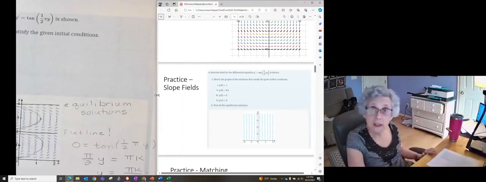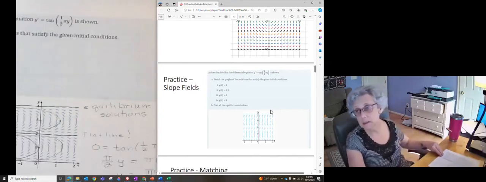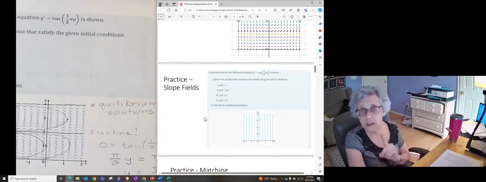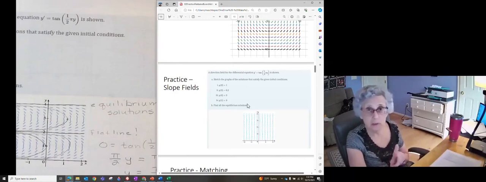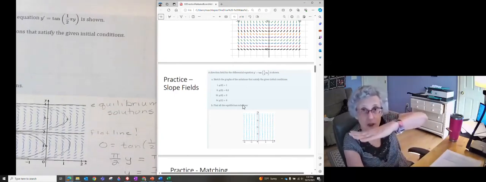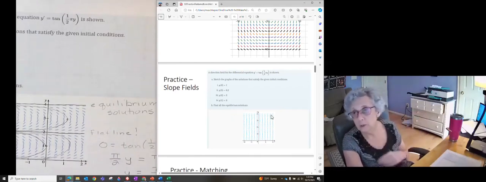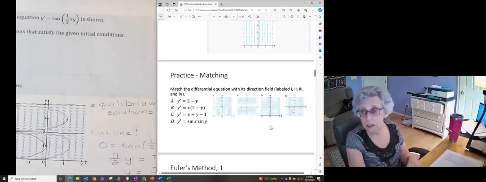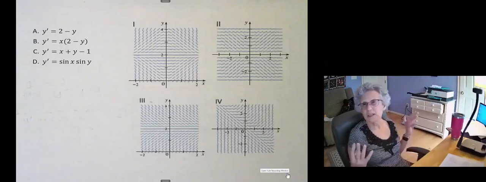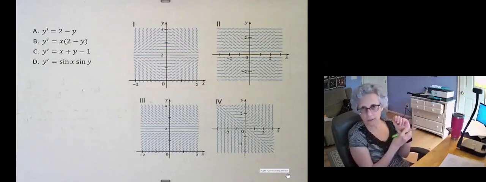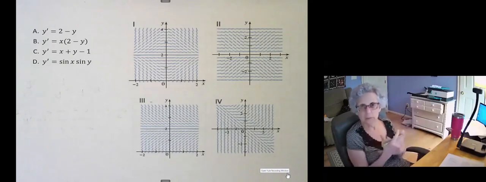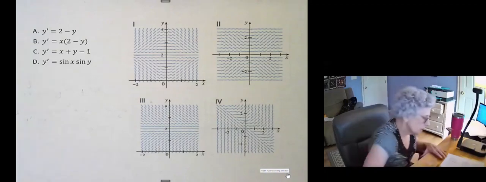Okay. That's the kind of problem you would be expected to do. You would be expected to locate equilibrium solutions where horizontal lines are, and you would be expected to sketch a solution. I printed out the matching so that I could write on it and make it a little bigger so I could see it better.